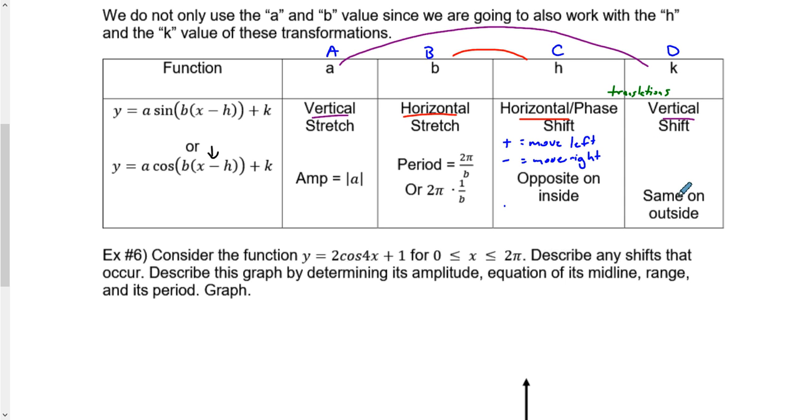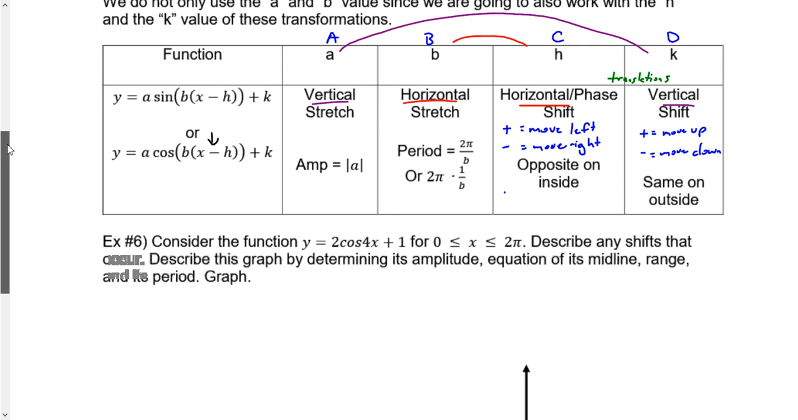Vertically, if it says positive, it's going to move up. And if it says a negative, it's going to move down. So let's get into some examples so we can see what all this really means.